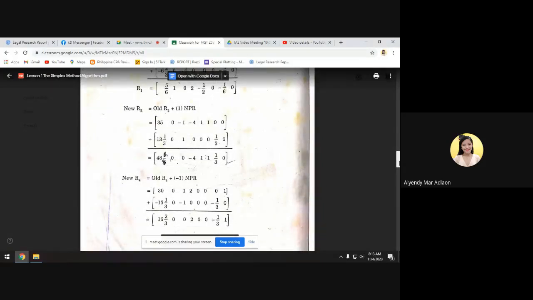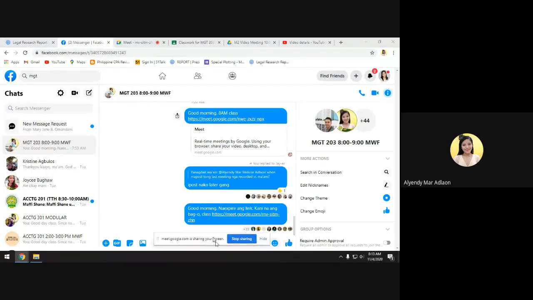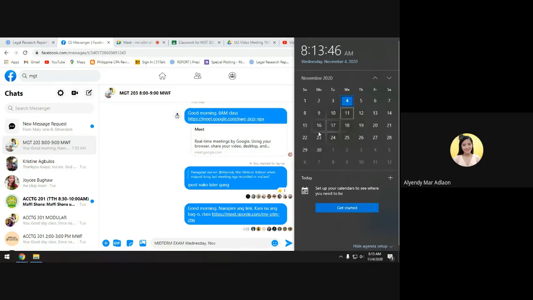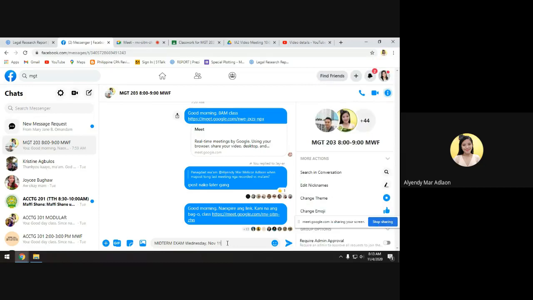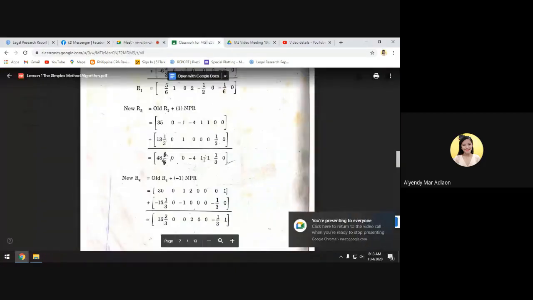Now, the coverage for our midterm is both maximization and minimization. Supposedly the midterm schedule is today, but in our case, we haven't finished the coverage yet. So, we will have our midterm by next Wednesday. I will chat it so you won't forget: midterm exam, Wednesday, November 11, 2020. Okay, so the coverage is maximization and minimization.